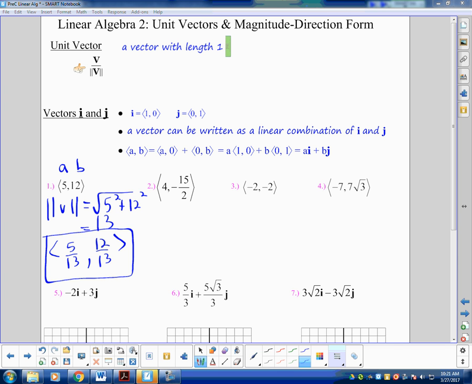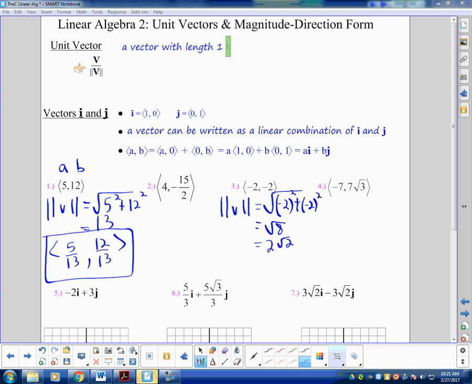Now, where that's really nice is when I can get values that are at a special right triangle angle, like a 30, 45, or 60. For example, number 3. What is the magnitude on number 3? We'd have the square root of negative 2 squared plus negative 2 squared, which is 4 plus 4 is 8, square root of 8. Or simplified, it would be 2 root 2.